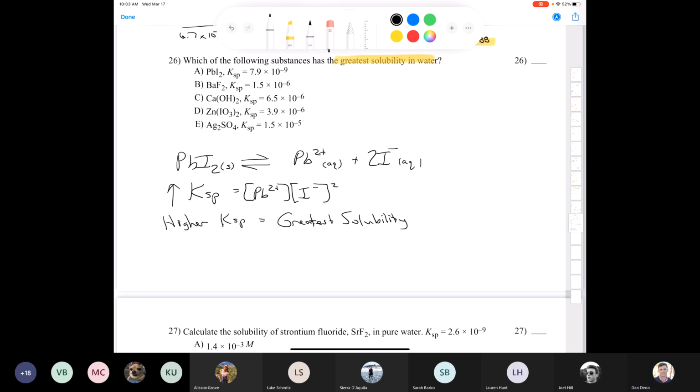If I look at all of the different Ksps, could anybody tell me which one of these is going to be the most soluble? And it's not a trick. Mr. Dion hates tricks. Yeah, exactly. Silver sulfate, right? It's got the highest Ksp. Therefore, it's going to be the most soluble.